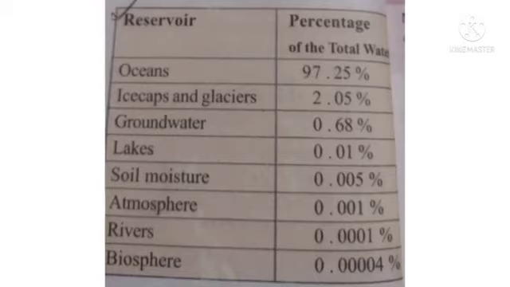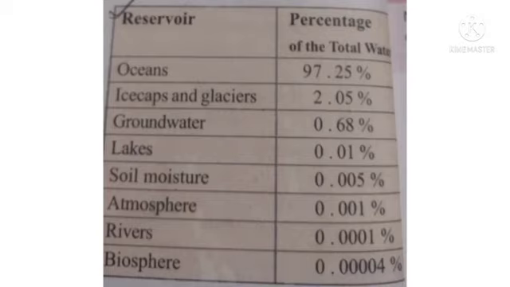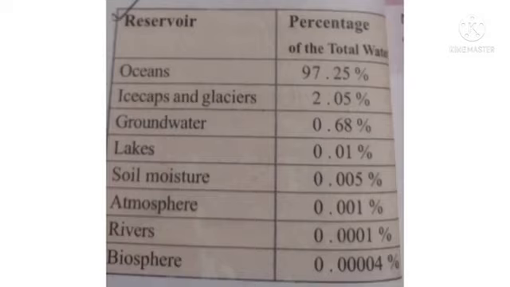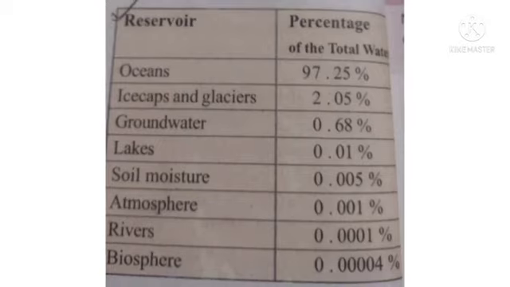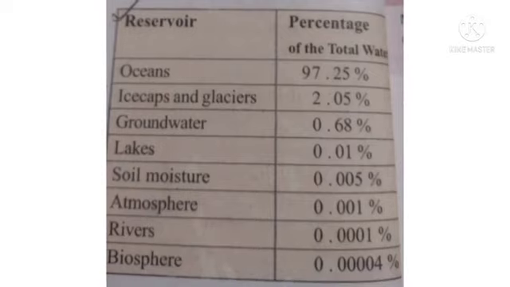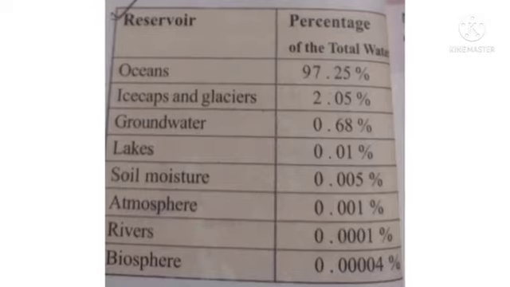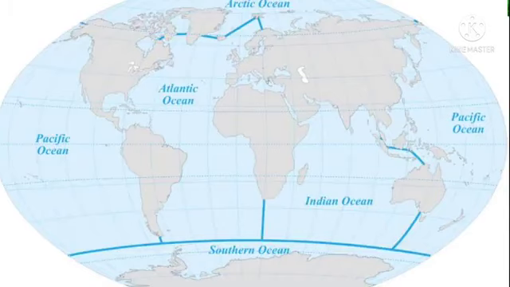Oceans 97.25%, ice caps and glaciers 2.05%, groundwater 0.68%, lakes 0.01%, soil moisture 0.005%, atmosphere 0.001%, rivers 0.0001%, biosphere 0.0004%.